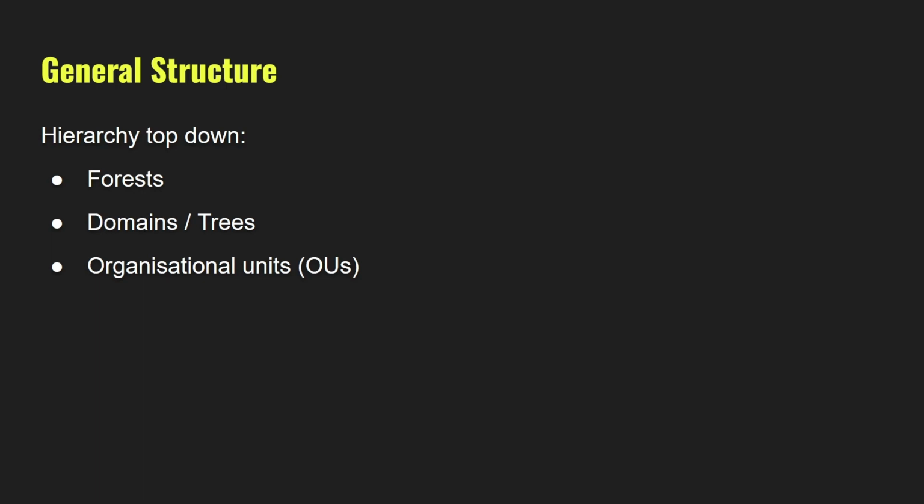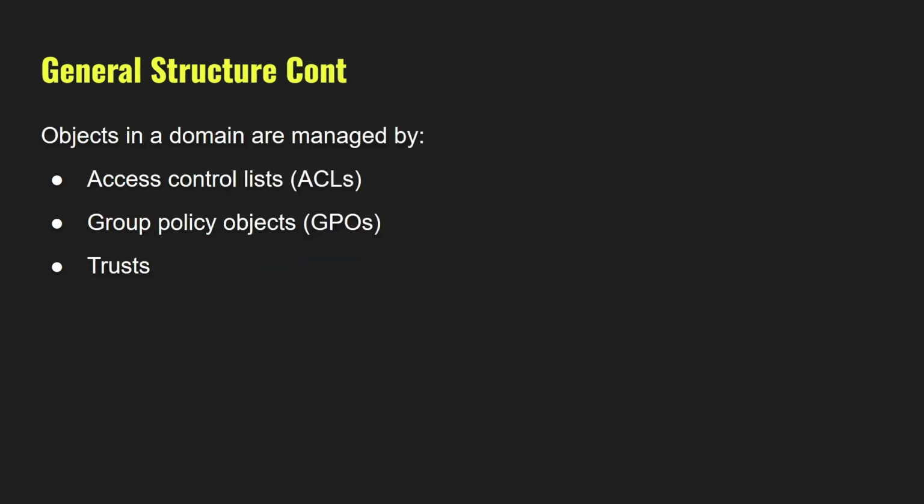Just a quick one, forests are your topmost thing that surround everything. Inside a forest, you can have domains and trees of domains. And then inside domains, you can have organizational units, which are just subcategories, if you will. It'll all be explained through it. It's better explained through a diagram.